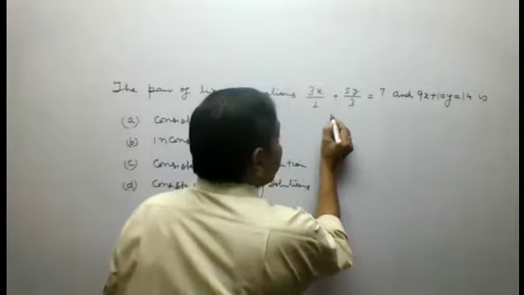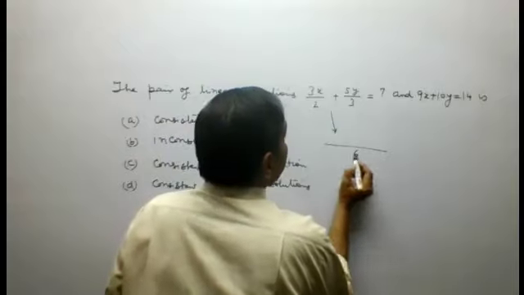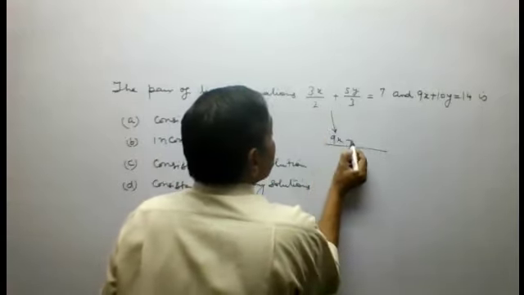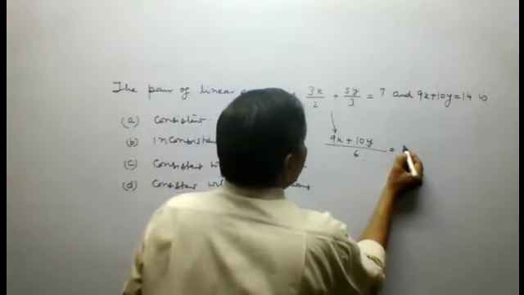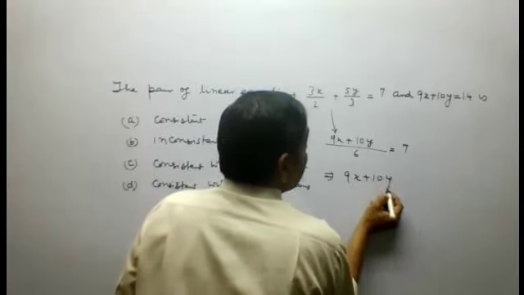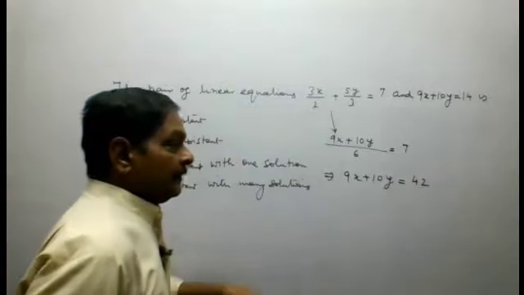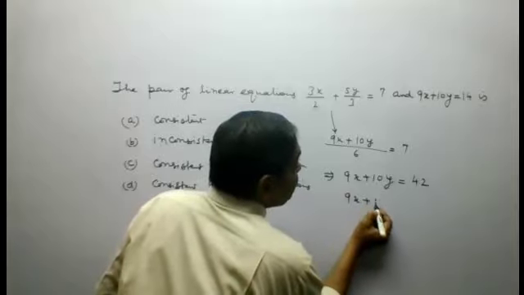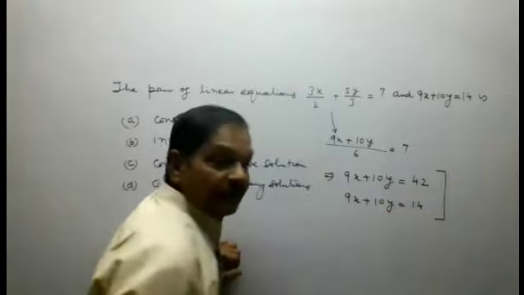So first we will simplify this equation. LCM is 6. We can write it 3 into 3 means 9x plus 5 into 2 means 10y equal to 7 into 6, which gives us 9x plus 10y equal to 42. This is our first equation. Second equation is 9x plus 10y equal to 40. This is our second equation.